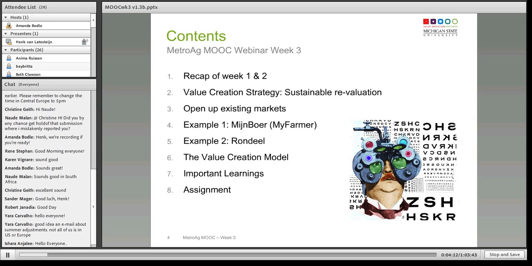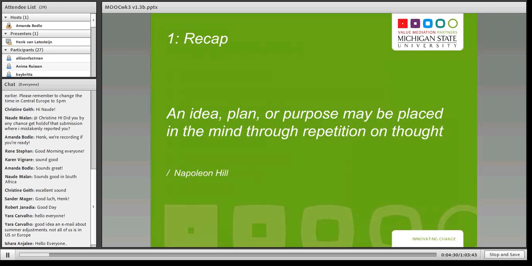I found this quote not by Napoleon Bonaparte but Napoleon Hill. Apparently this is a writer who started off by doing important work in the personal development literature, and his idea was that an idea or a plan or a purpose may be placed in the mind through repetition of thought. Well, probably that's true. So here we go with the repetitions of week 1 and week 2.